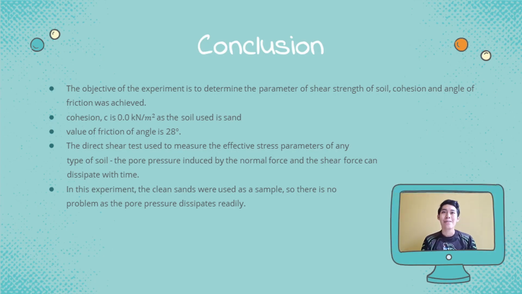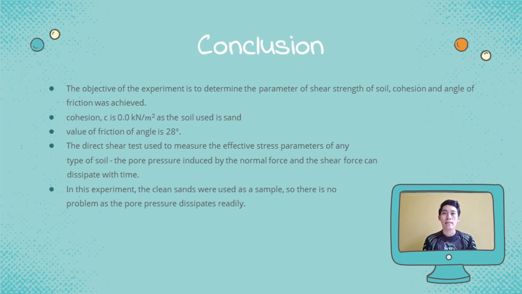As a conclusion, we achieved the objective of the experiment, which is to determine the parameters of shear strength of soil, cohesion, and angle of friction. From the experiment that we have done, the value of cohesion C is 0 kN per meter squared, as the soil used for the experiment is coarse-grained soil, which is sand, and the value of friction angle is 28 degrees.